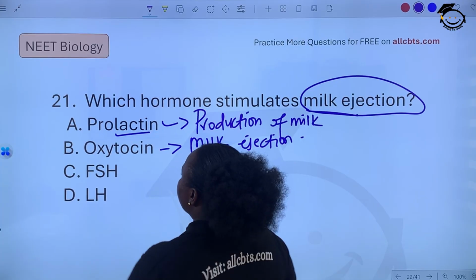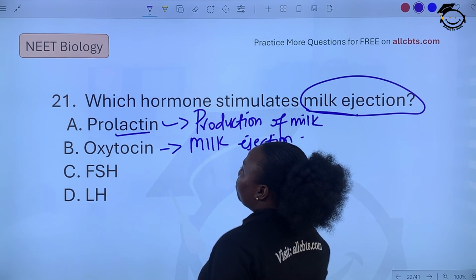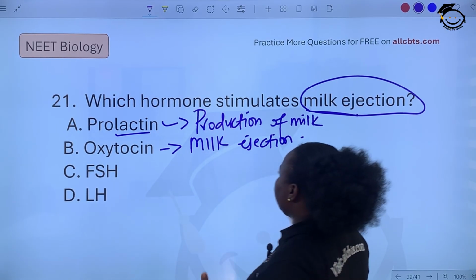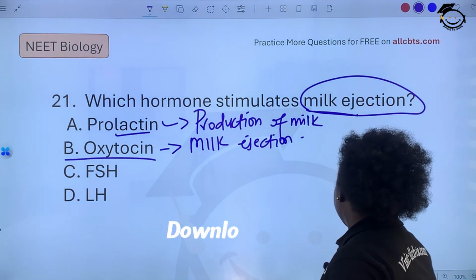These other ones don't have anything to do with milk. Although they are female hormones, they don't have anything to do with the production of milk. So the answer is option B, oxytocin.